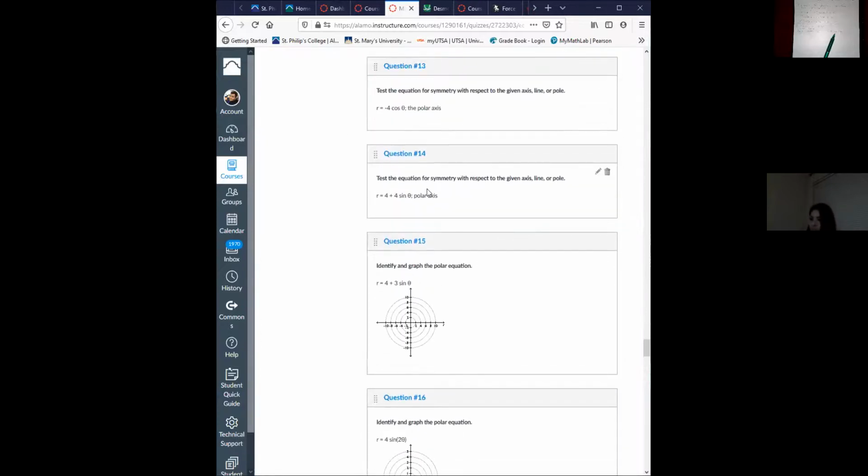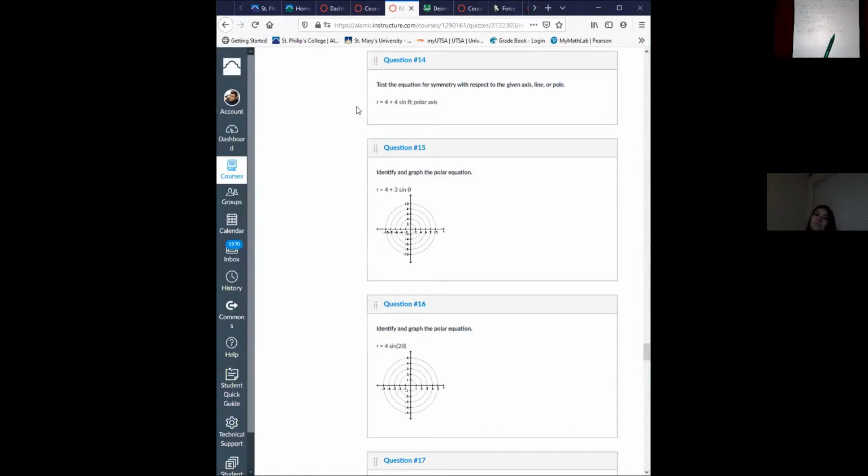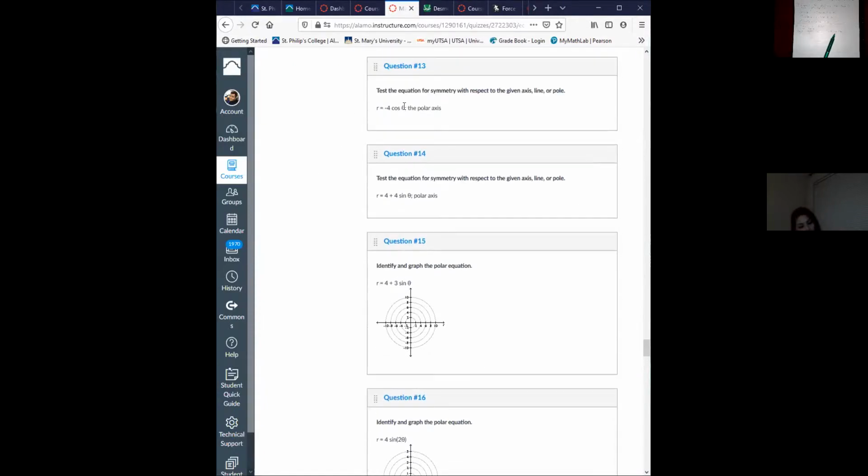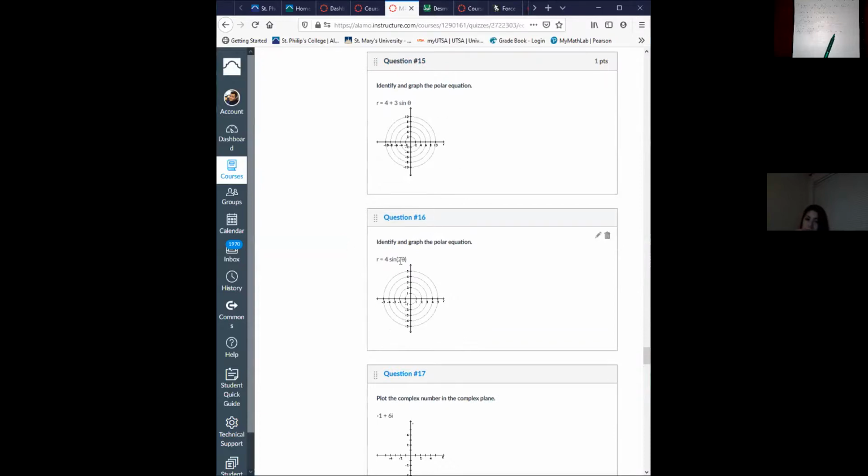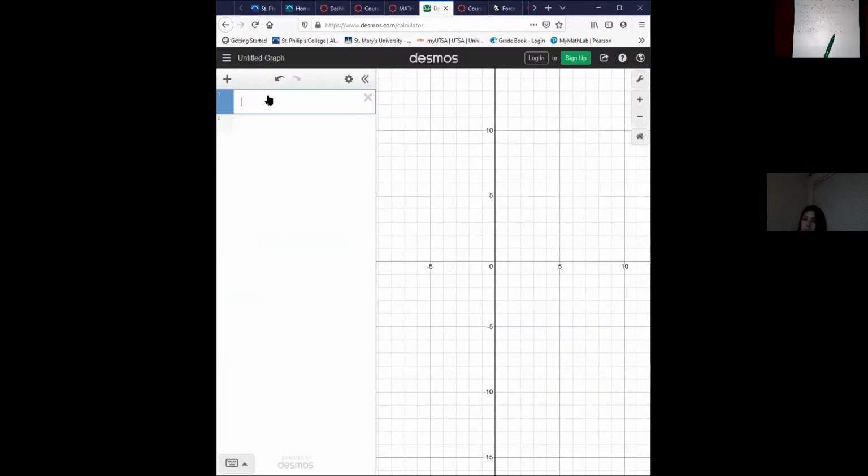I'll come back to 13. 14, yeah, I'll come back to these guys in a little bit. 15 is again just identifying the graph. So before we identify it as a circle, this guy, we'll graph it and see what it looks like. This most likely will be a rose. This is probably a limacon or cardioid. So 4 plus 3 sine. Yeah, it's a cardioid.